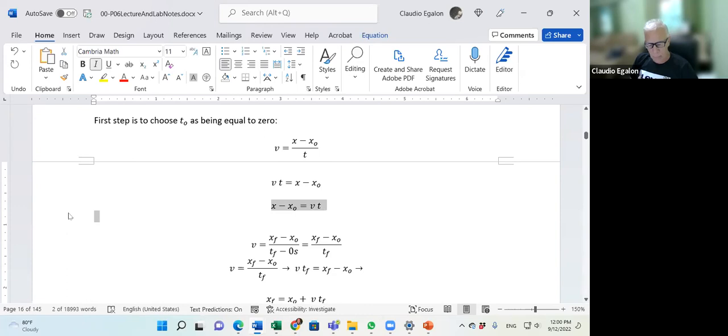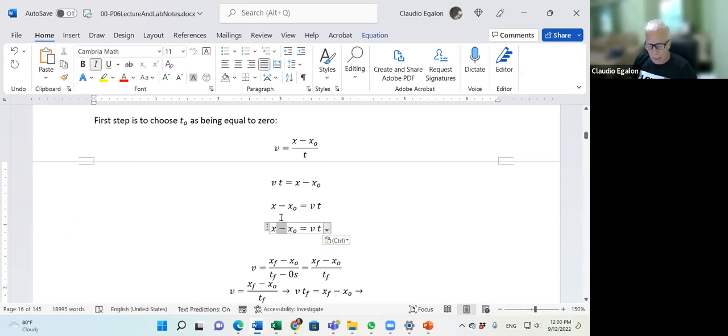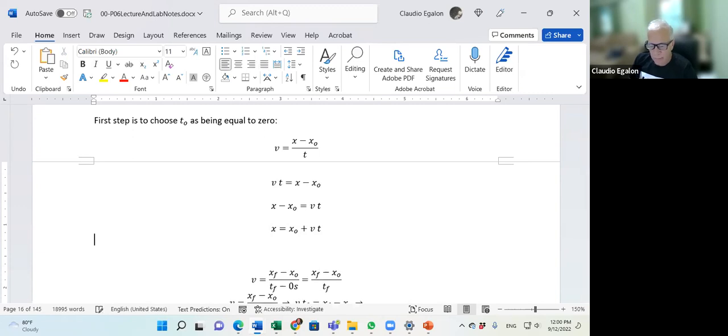So for x, we have what we call our first equation of motion, which is nothing but x written as a function of t. And we represent that like that: x as a function of t, and this function of t ends up being a linear equation.